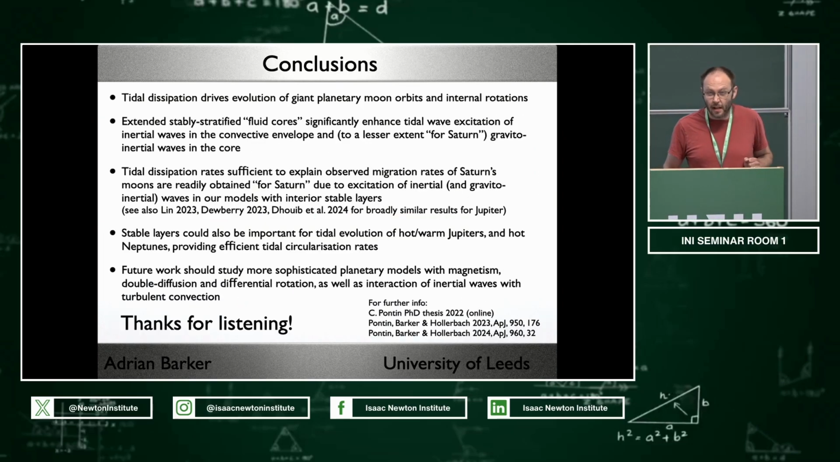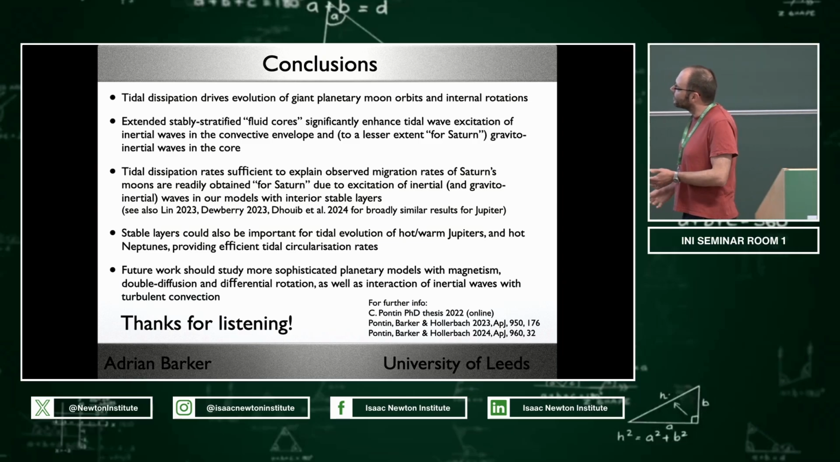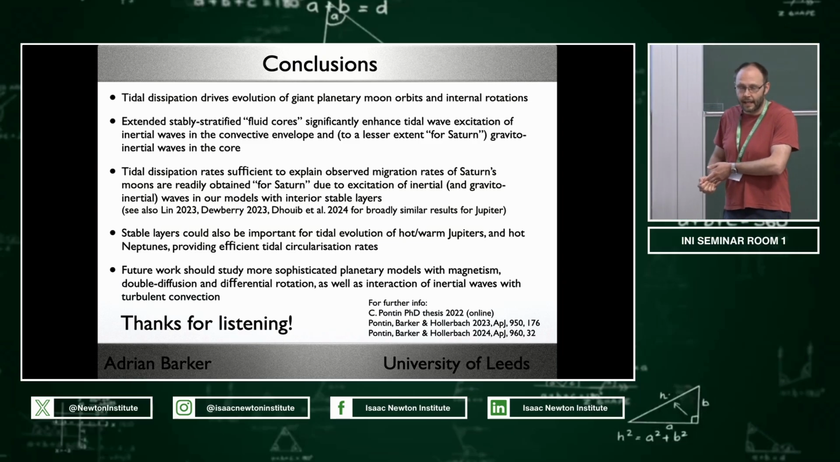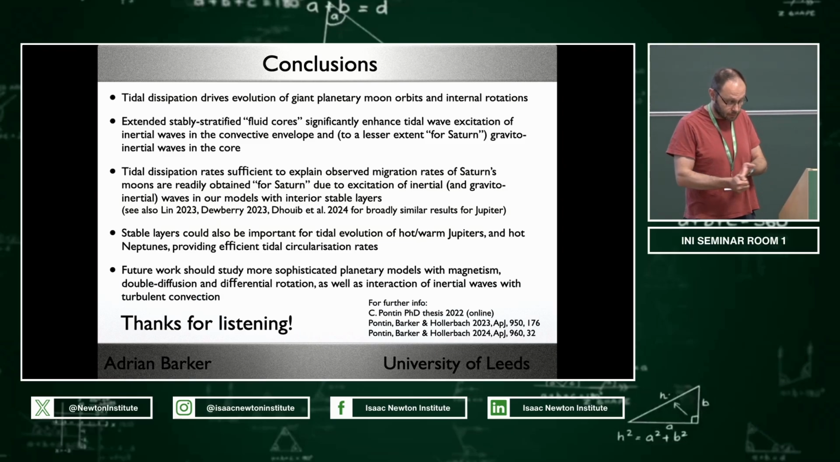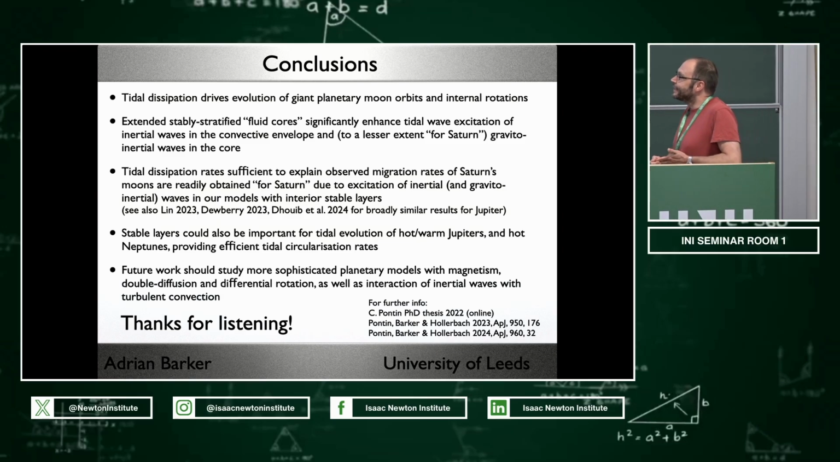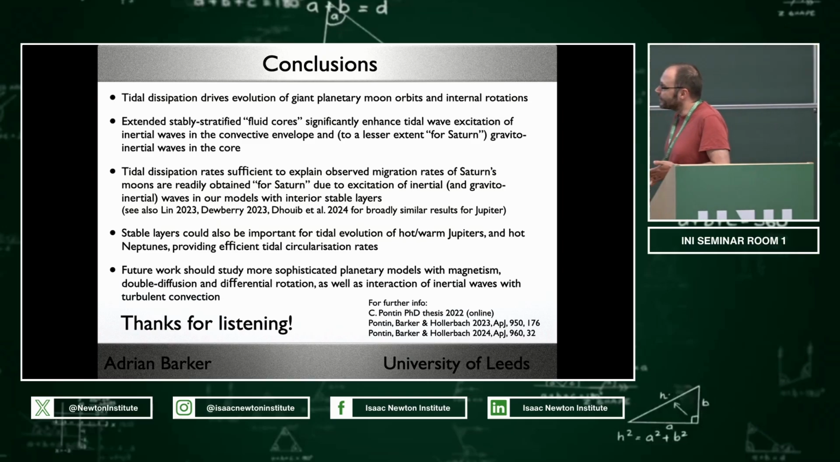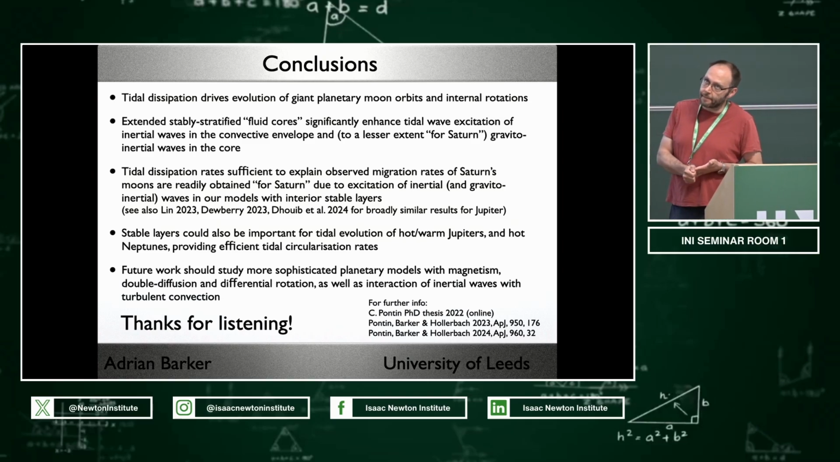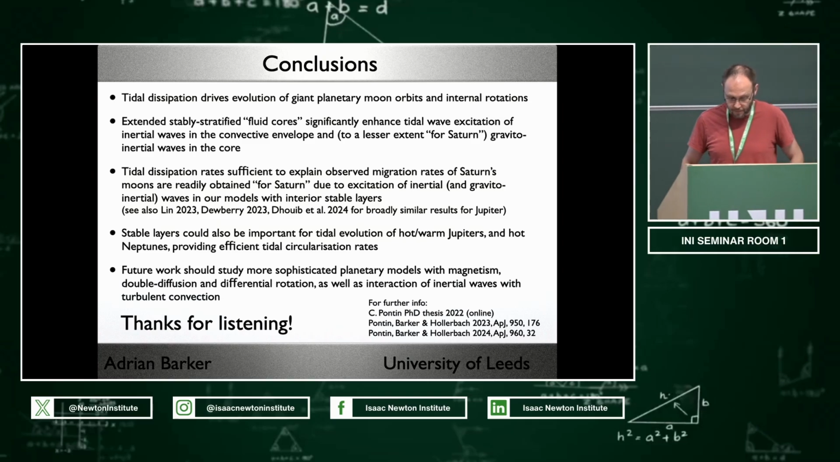So in the interest of time, I'll wrap up. I've discussed how tidal dissipation in giant planet systems can drive the orbital migration of the moons. In Jupiter and Saturn, we have strong constraints on those. We have constraints in Saturn of an extended, stably stratified layer in the interior due to ring seismology.